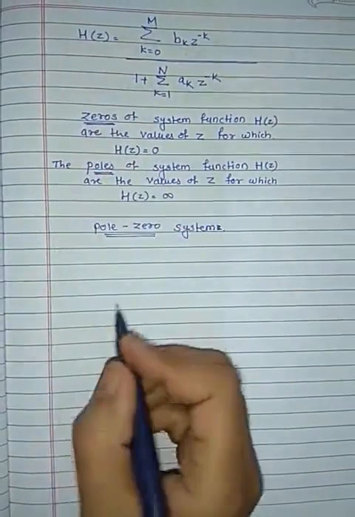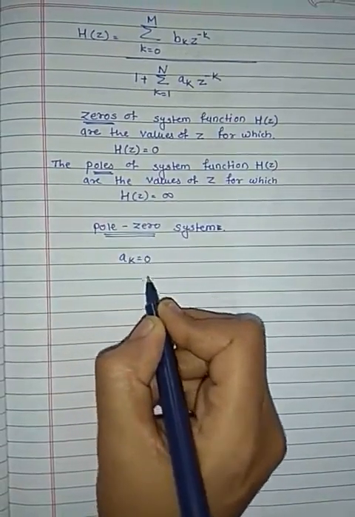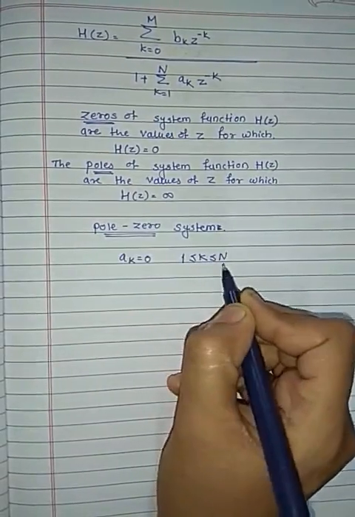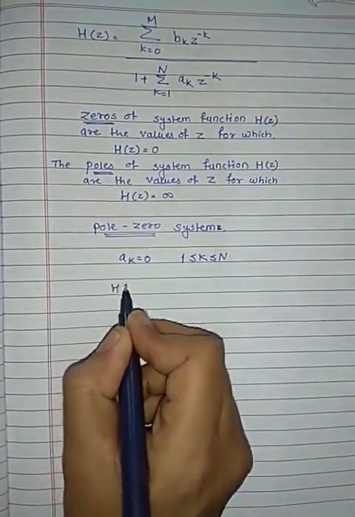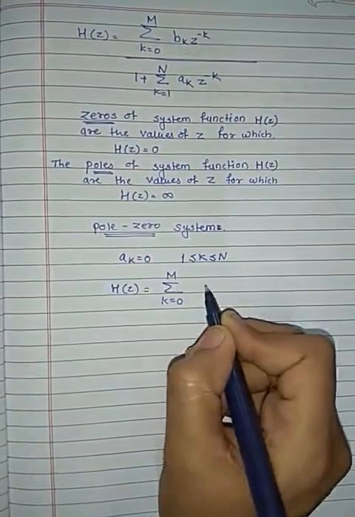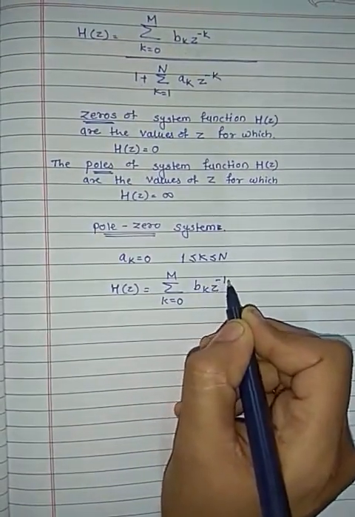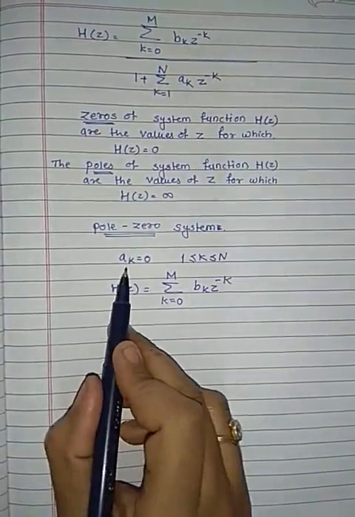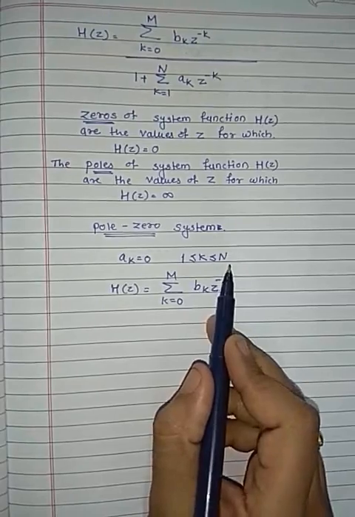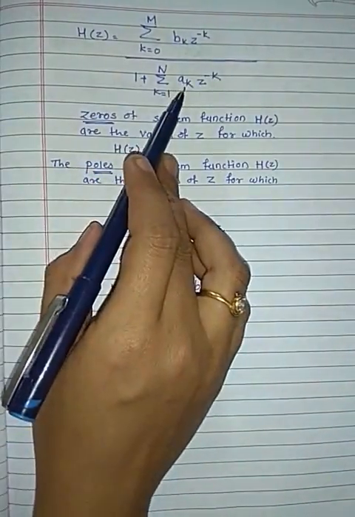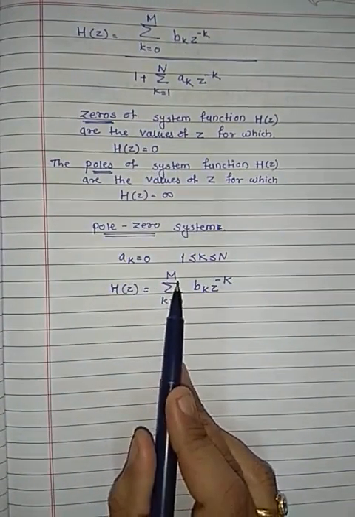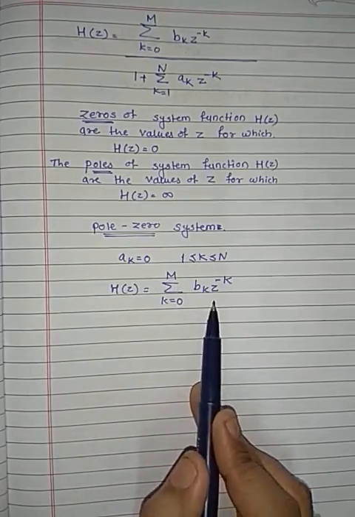Okay, so here if a_k is equal to 0 for k between 1 to N, then the equation reduces to H(z) = summation from k = 0 to M of b_k z^(-k). As a_k is equal to 0 for all values of k from 1 to N, replacing this value of a_k in the equation, our H(z) reduces to only summation from k = 0 to M of b_k z^(-k).